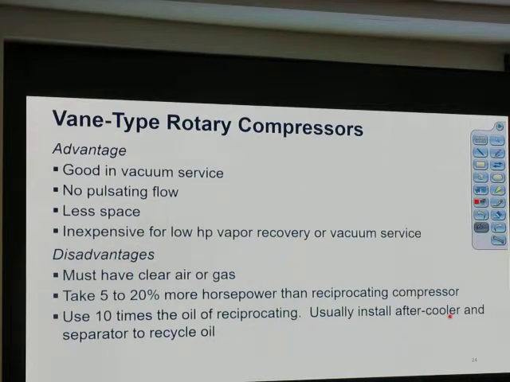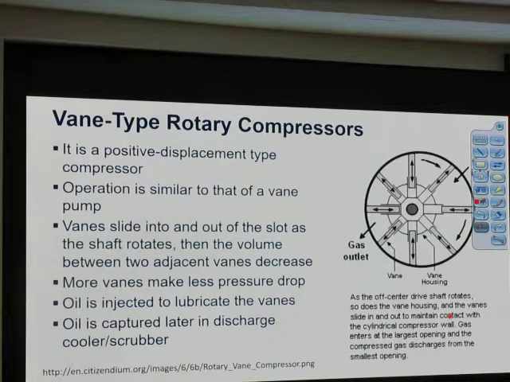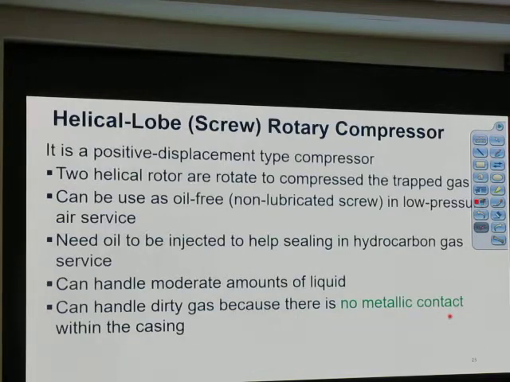Okay. Good in vacuum service, no power setting, less space, inexpensive for VRU. Okay. Must have clean air or gas. Requires some more horsepower. Uses 10 times the oil of a reciprocating unit. Why does it use a lot of oil? 10 times the oil of a reciprocating unit. Why is that? Because it has to have some oil over here to seal it. Okay? It has some oil to seal it.